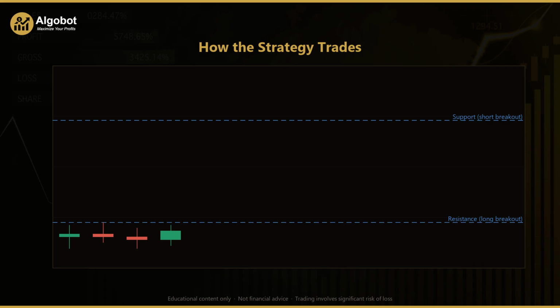It suddenly explodes higher with a body far larger than anything around it, and it closes right up near its own high. Crucially, that close pushes above the resistance line, breaking the high of the little consolidation. That's our ignition candle, and the strategy detects all three conditions at once, so the buy entry triggers. The stop loss tucks in just below the ignition bar's low, and the target sits a fixed reward-to-risk multiple above.